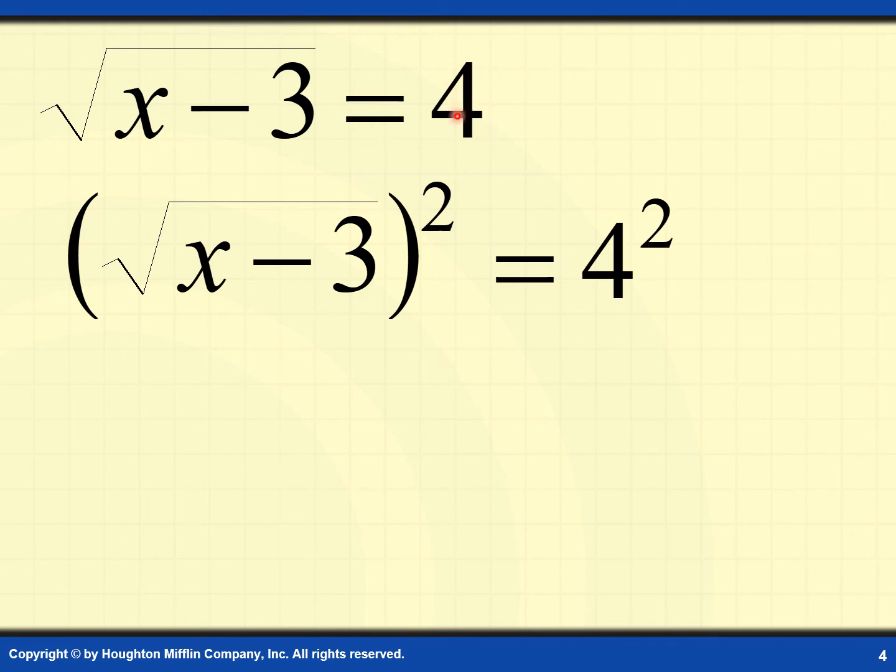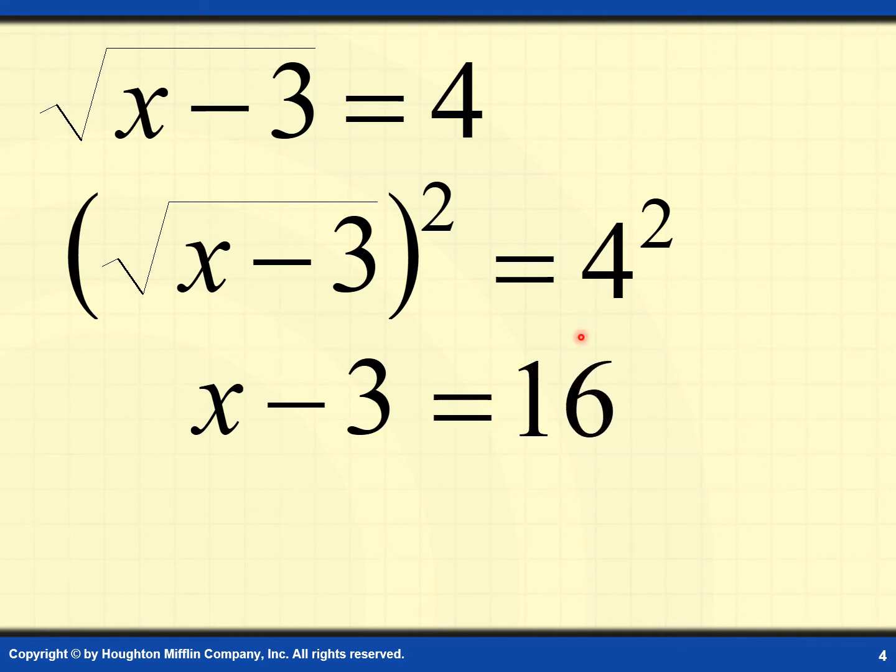First step, ang gagawin natin is square natin magkabilaan. So, from sa left at saka sa right. Kasi po, bakit square? Kasi po, ang index po natin ay 2, radical sign. So, magiging result natin ay x minus 3 is equal to 4 times 4, that is equal to 16.